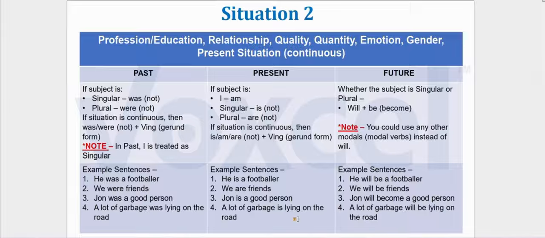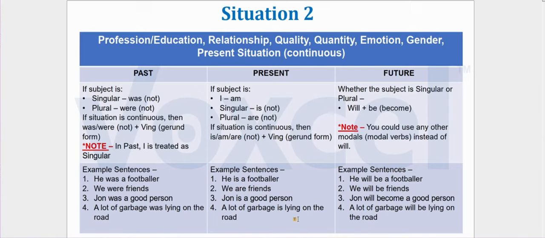Another example about quantity: a lot of garbage was lying on the ground. So you're talking about the quantity of something. That was in the past, like you saw a lot of garbage on the road, so you were saying a lot of garbage was lying on the ground, on the road. Present, a lot of garbage is lying on the road. Future, a lot of garbage will be lying on the road.